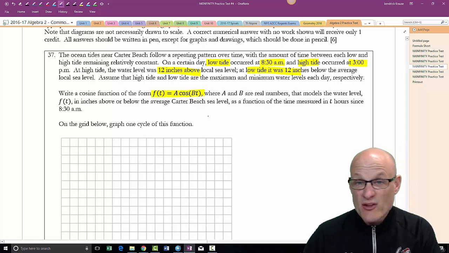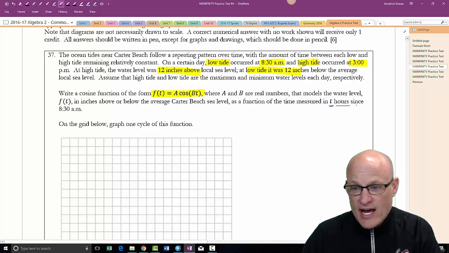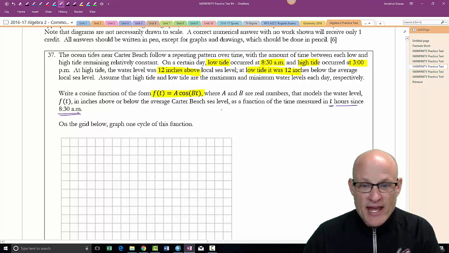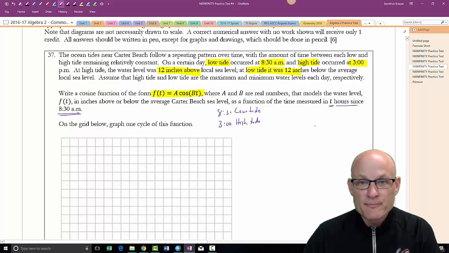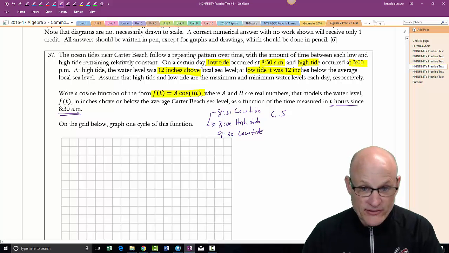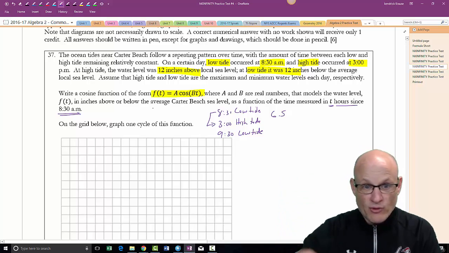Notice the other really important thing is t represents the hours since 8:30 a.m. So at 8:30 a.m., low tide, and then at 3 p.m., high tide. It says it's cyclical. So that means this is 6.5 hours, so in another 6.5 hours, 9:30, we'll be back at low tide. I don't know if that's really how tides work, but it says up here it's a relatively constant cyclical tide thing. So we're going to just assume that.